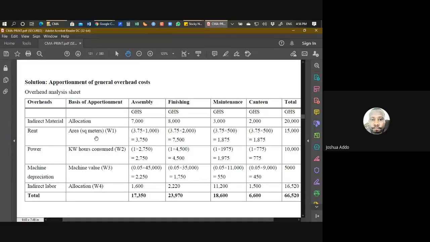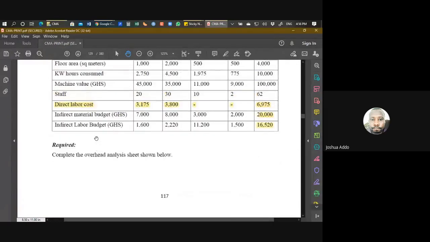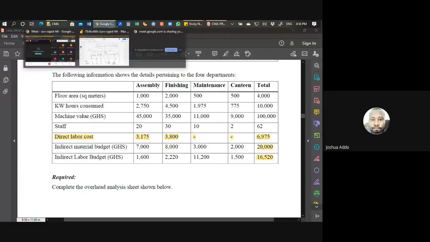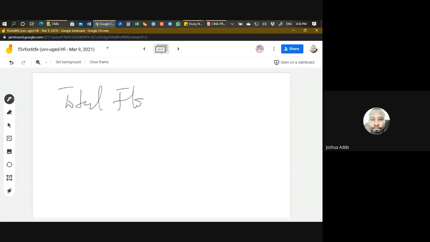So this is the common fraction. The total, let's go back to it. The total floor area across all the departments was 4,000 square meters.